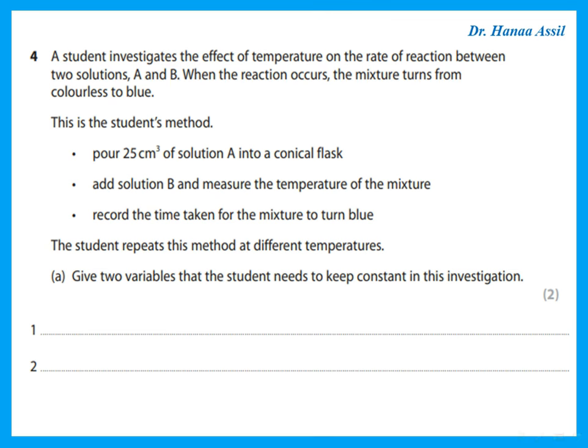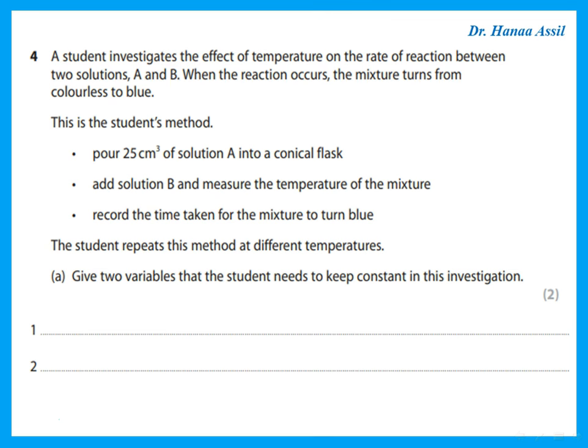A student investigates the effect of temperature on the rate of reaction between 2 solutions, A and B. When the reaction occurs, the mixture turns from colorless to blue. So he has a reaction between A and B, and he says when they react, it turns to blue. And then he's going to change temperature and see the effect of temperature on rate. So what did he do? Pour 25 centimeter cubed of solution A into conical flask. Add solution B. Measure the temperature of the mixture. Record the time taken for the mixture to turn blue.